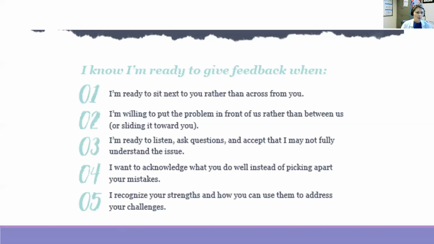All right, number 4 is, I want to acknowledge what you do well instead of picking apart your mistakes. That's a good one. What do we think about that, Jeanette? I think Allie mentioned the compliment sandwich, where we give a compliment, then note something that could be improved upon, and then compliment again. And I think there's a personality type that probably hears only the compliments, and a personality type that hears only the middle sandwich part. Totally. And we all know somebody in both of those categories.